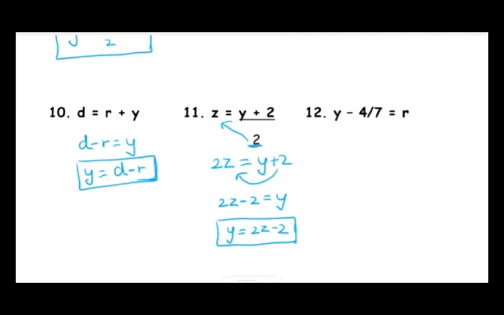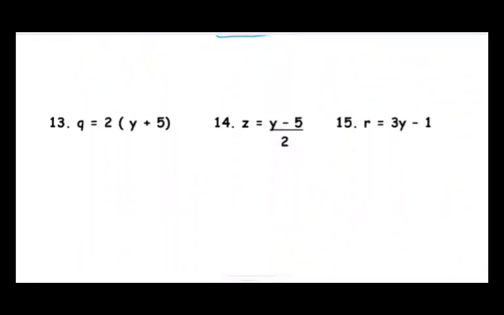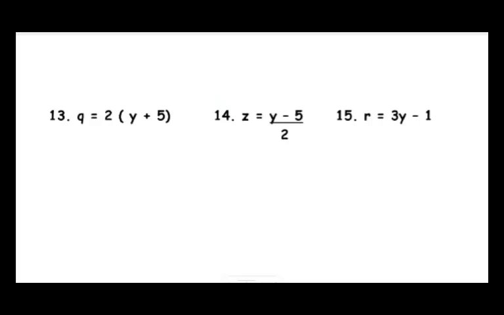Y minus 4 upon 7 is equal to r. Very simple. The minus 4 upon 7 entirely goes to the RHS. Y is equal to r plus 4 upon 7. That's your answer. Sums are getting simpler now.